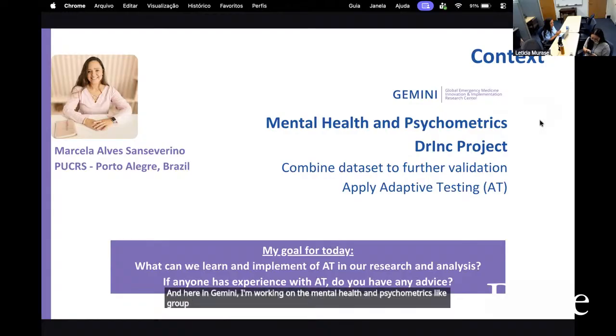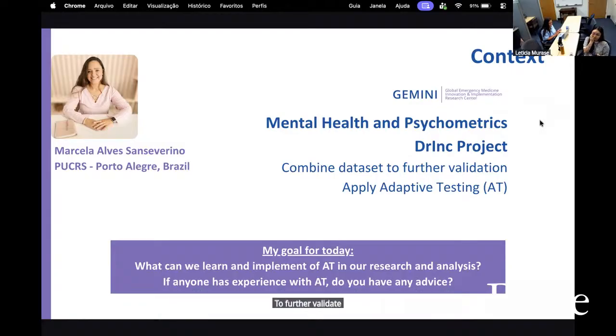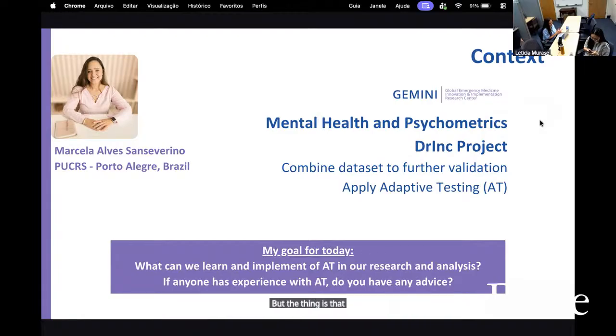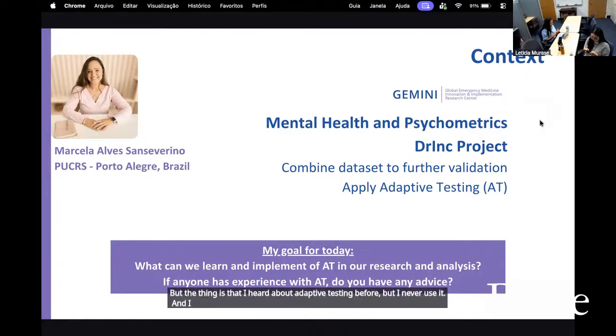And João asked me to join the Drink project, where our goal now is to combine data sets to further validate the instrument, which is the Drink instrument. I actually don't know if everyone is familiar with it. And the goal is to apply adaptive testing on the Drink instrument. But I heard about adaptive testing before, but I never used it. And I didn't know much about it until like 2 or 3 weeks ago.